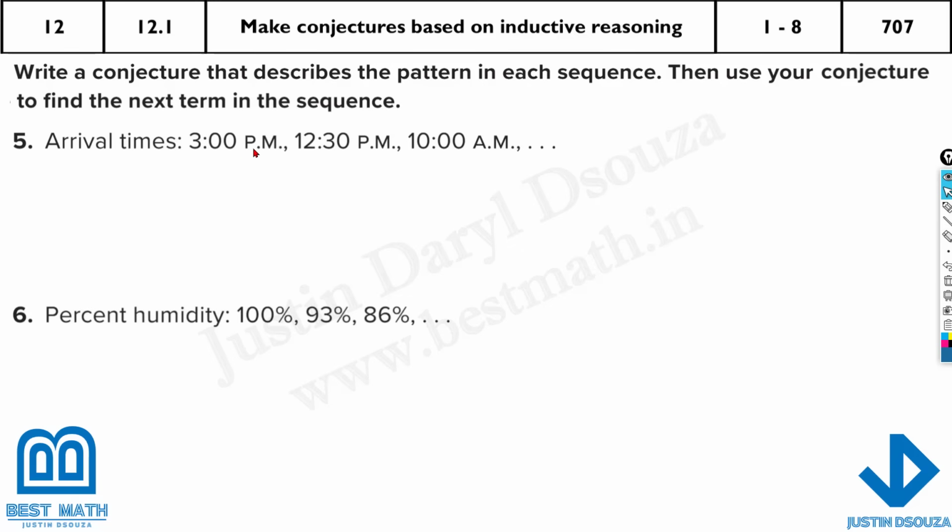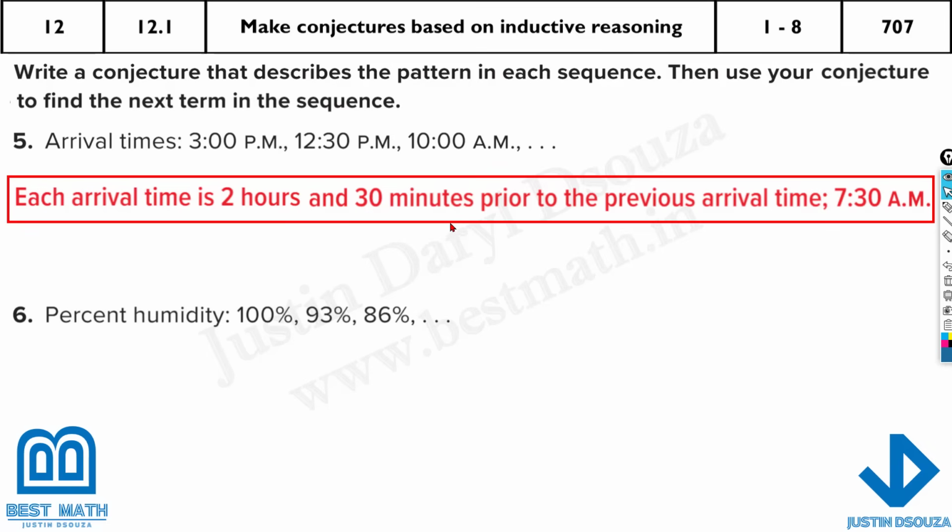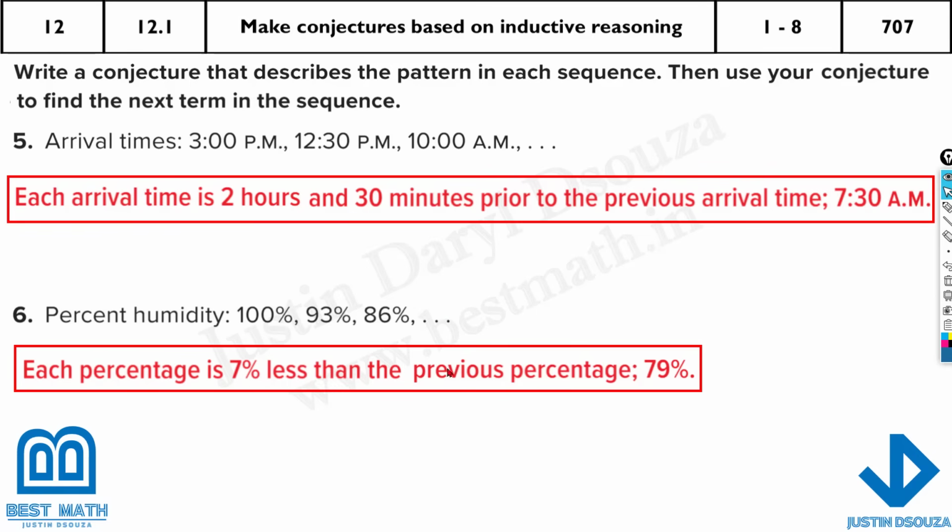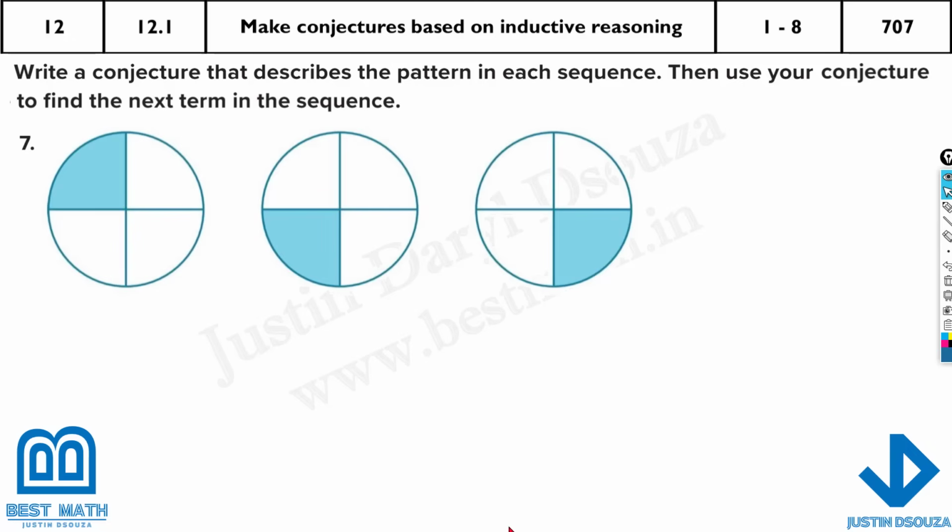Here the arrival times are at 3 p.m., 12 p.m., 10 a.m. And we did this a while ago. It's 2 hours, 30 minutes prior to the previous one. It's 7:30 a.m. Now what about the humidity? 100%, 93%, 86%. You can see there's a difference of 7. Subtract 7, it's going to be 79%. Each percentage is 7% less than the previous one.